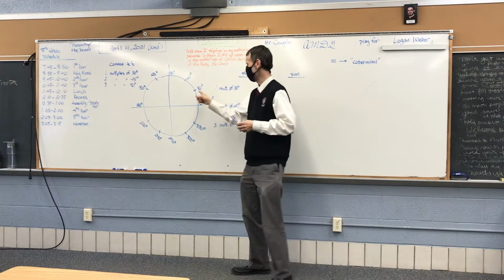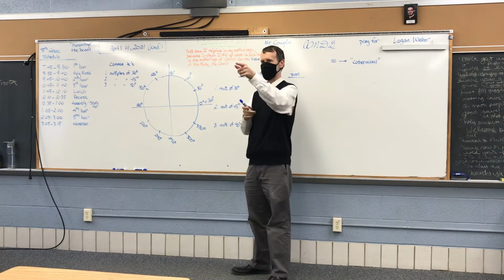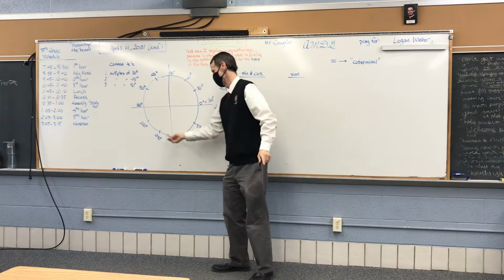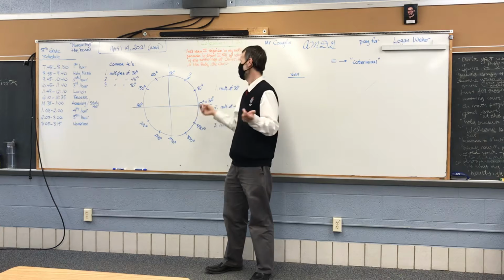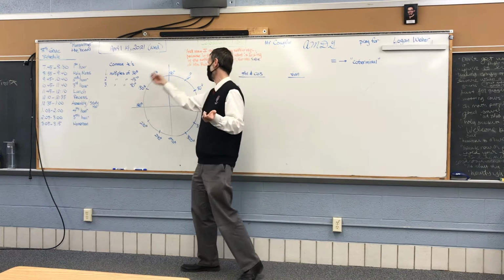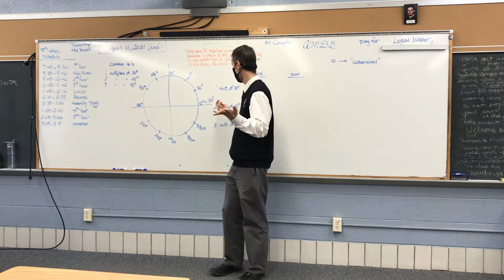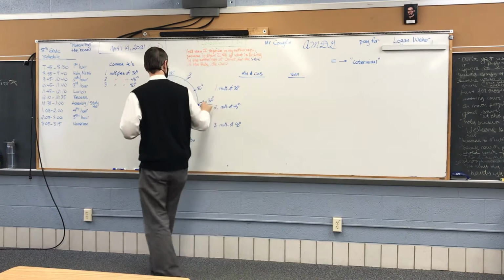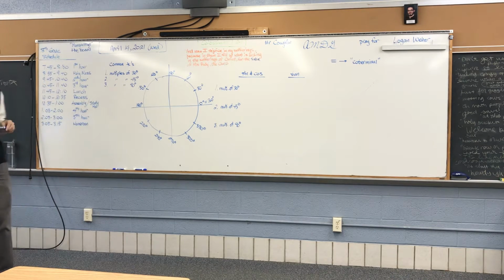So can somebody name an angle that's coterminal with 30? 390. If you go all the way around the circle once, you got a coterminal. You can even go backwards. Negative 330. That would also be coterminal. Does that make sense? So if you see the triple equals sign, that means coterminal. That means they're in the same position on the unit circle.